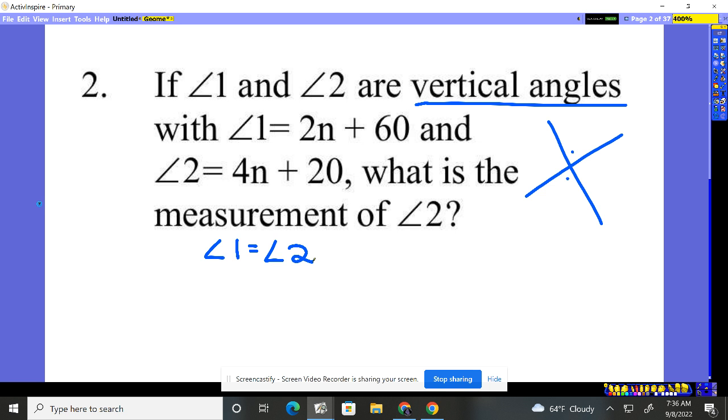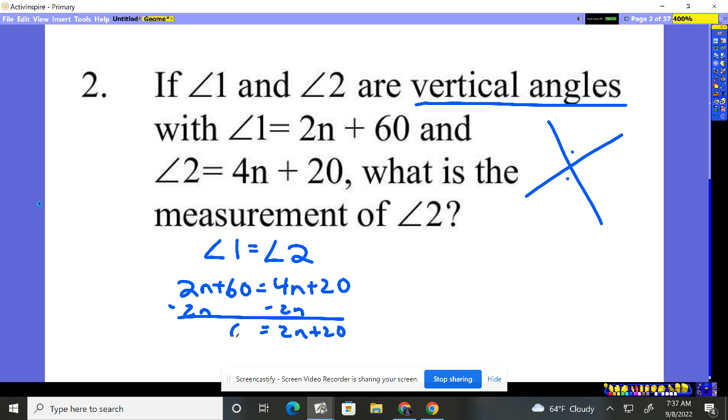And it tells me angle 1 is 2n plus 60. Angle 2 is 4n plus 20. It's just an equation. I just have to solve it for n, and then I can plug it back in to find the angle. So I'm going to subtract 2n from both sides. I'm going to get 2n plus 20 over here on the right. I have 60 over here.